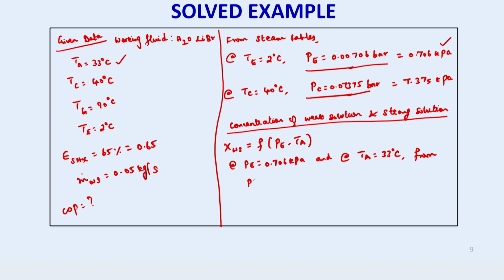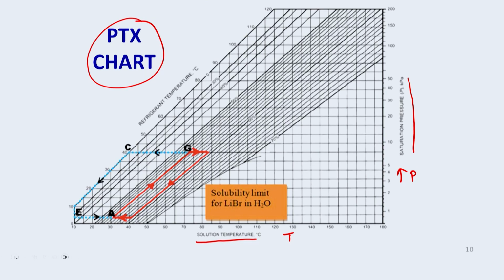From the PTX chart, the concentration of the weak solution is equal to, let us go to the chart. See here, this is the solution temperature. So here we have to find 33 degrees. This is 33. Pressure is 0.07, so it will come somewhere else here. This is 1 kilopascal and somewhere else it comes to 0.07 kilopascal. So you have to find the intersection point. This is the concentration. These are all X values, concentration values.